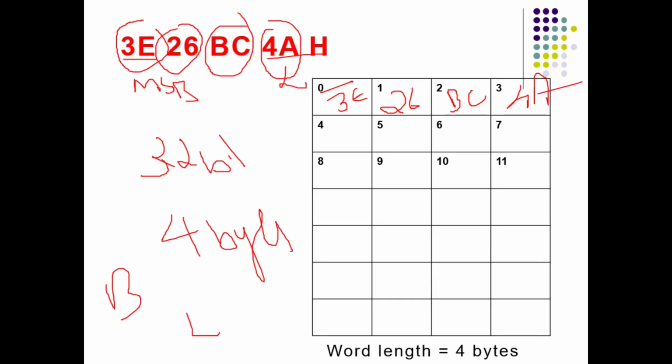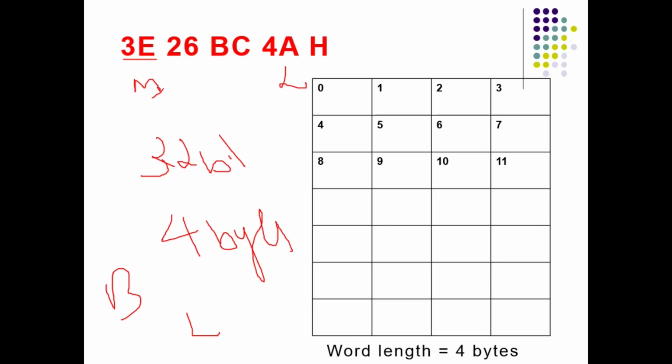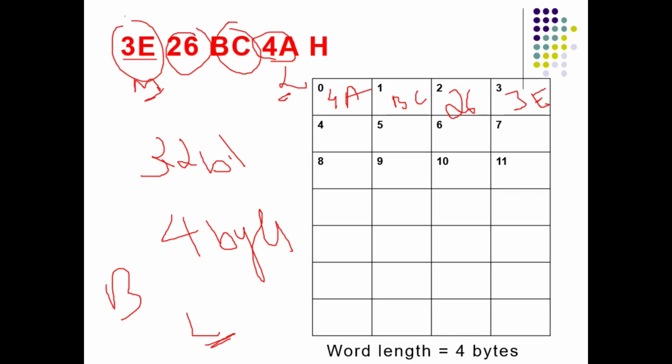How does little endian look? See, this is the most significant byte, this is the least significant byte. According to little endian, the least significant byte should get the lower addresses, 0, 1, 2, 3, which is the lower address, 0. So 4A first, then BC, then 26, and then 3E. So this is how little endian and big endian store data.